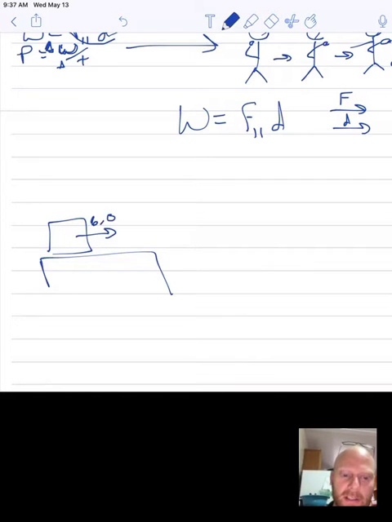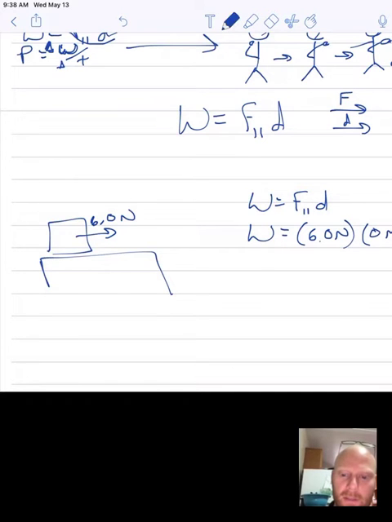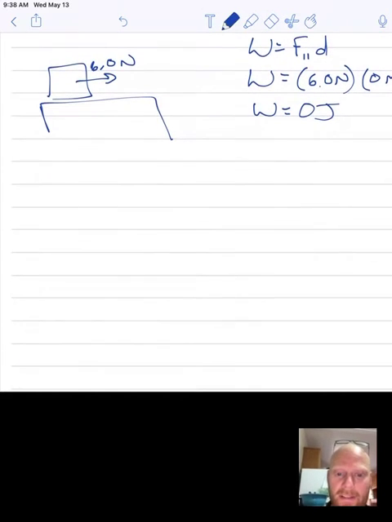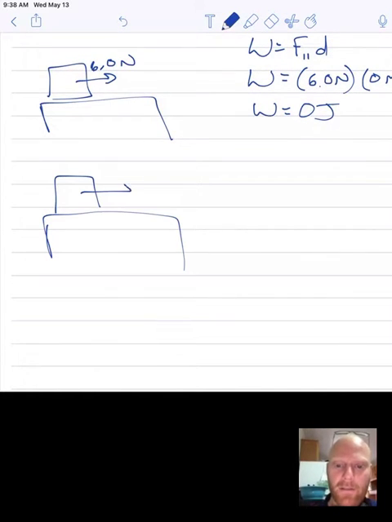And so let's think about this example. We have a 6.0 Newton object sitting on a table, and we apply a force, but it does not move. So we have 6.0 newtons, and we have 0 meters because it hasn't moved. So we've essentially done 0 joules of work. Now that's different than we would think of in regular life, right? Work would be defined differently.